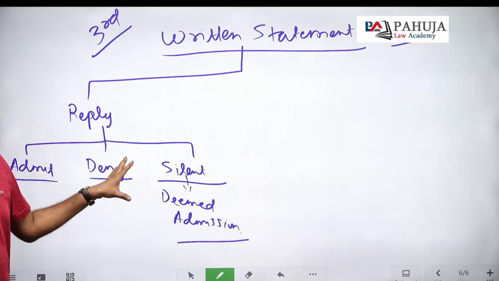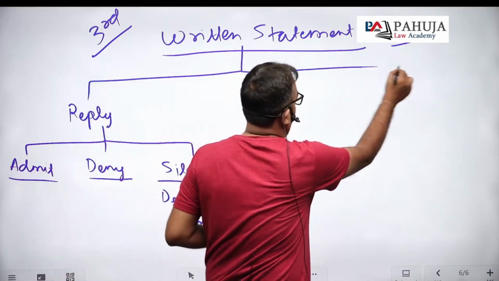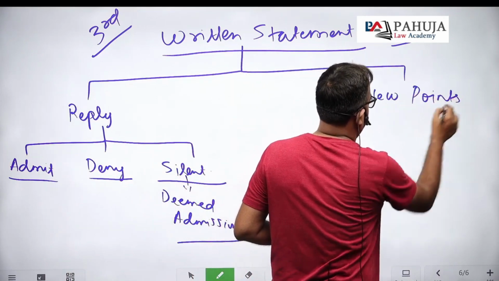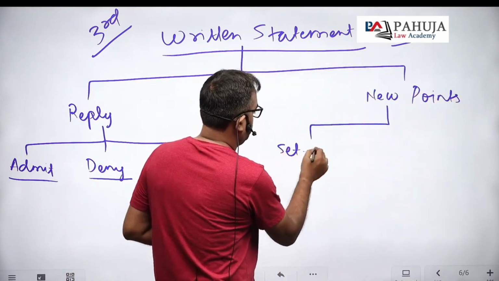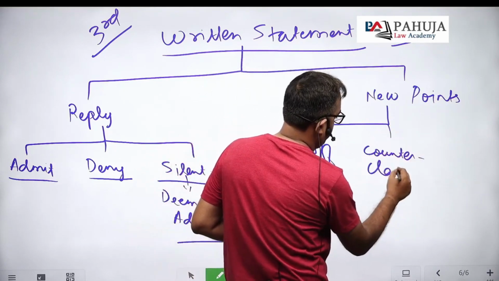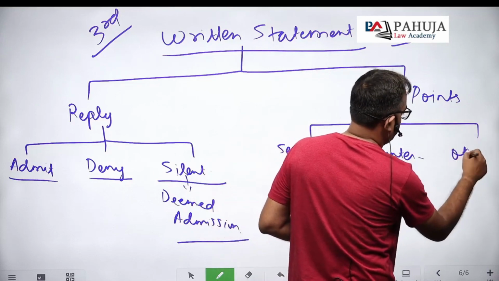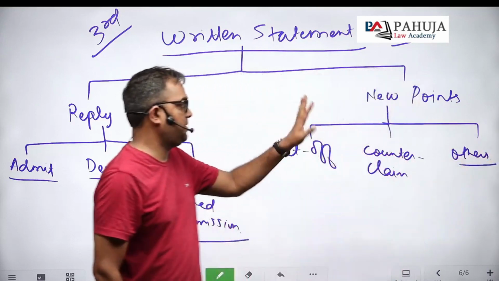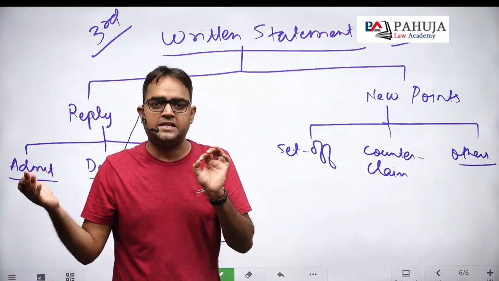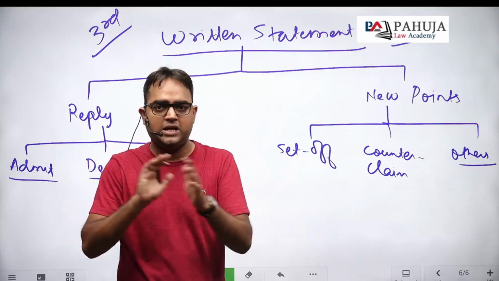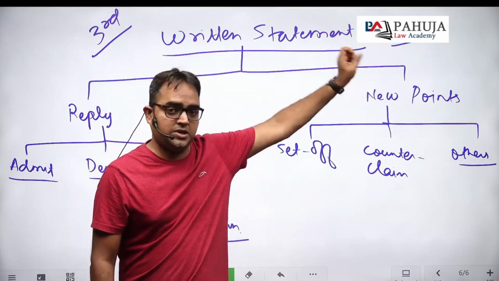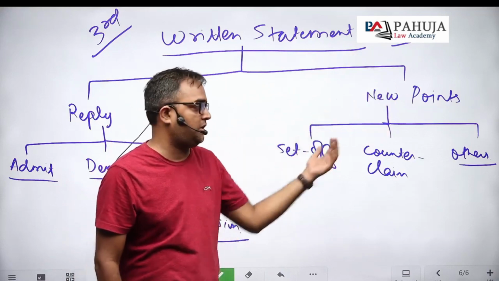Now, although this is the part where we understand the written statement, remember that this is not the entire written statement, because the written statement may also consist of new grounds or new points. First is set off, second is counterclaim, and the third is others. Look, what do you mean by new points? New points means those points which were not raised in the plaint. The plaint did not mention any of those points, but this is the first time that the defendant is mentioning them in the written statement. Okay, these are new points: set off, counterclaim, and others.